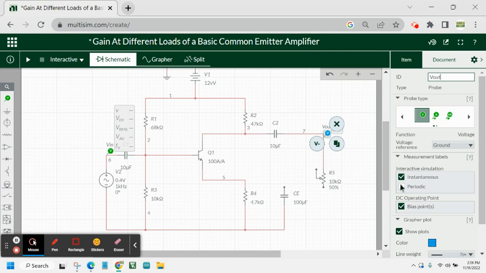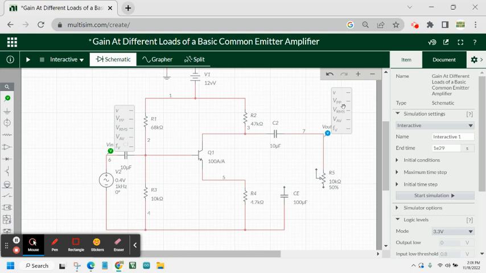And we will also need to click the periodic interactive simulation, so that the VPP and the VRMS will both be displayed. There you go. Let's double check it. So our input voltage will be 0.4 volts at a frequency of 1 kilohertz. Our output voltage will be measured without the load resistor. That's why I did not connect it here.